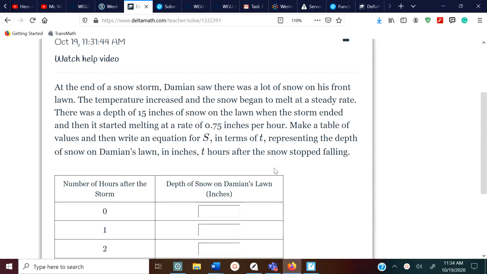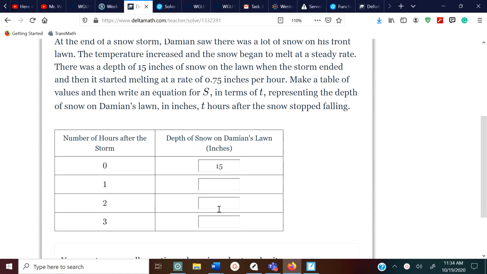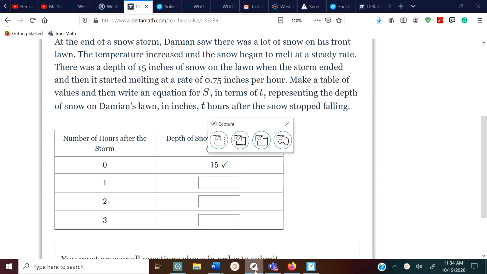So let's take a look at this one here. So we begin with the number of hours after the storm, okay? It starts off with 0. So at 0 hours after the storm stops, the snow is at 15 inches. So we type in 15. Okay? Then after an hour, it starts to melt, and it decreases. That's a key word there. It decreases or goes down by 0.75 inches per hour. So what we're going to do is take this 15 and subtract 0.75.